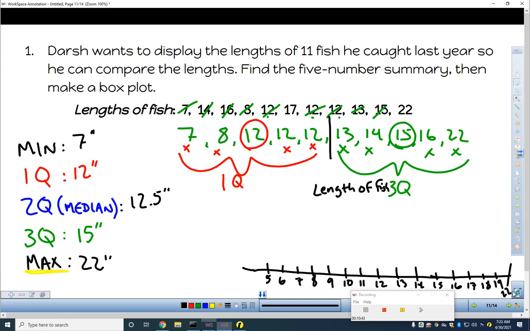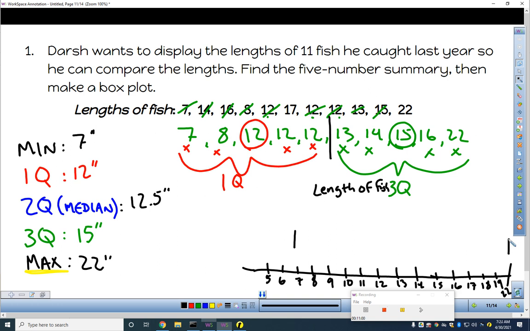All right, so to make a box and whisker plot, I know that my minimum is going to be down here at 7. I know my maximum is going to be all the way down here at our pretend 22. I appreciate the grace everybody is giving me.